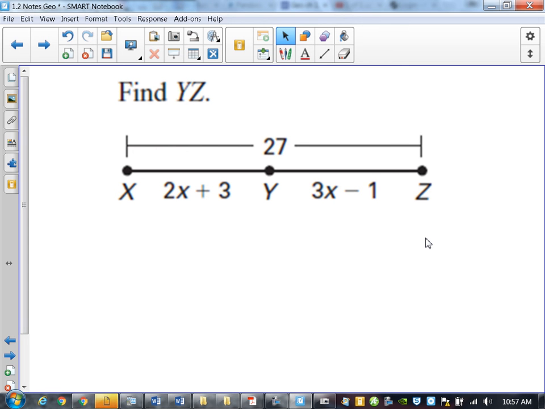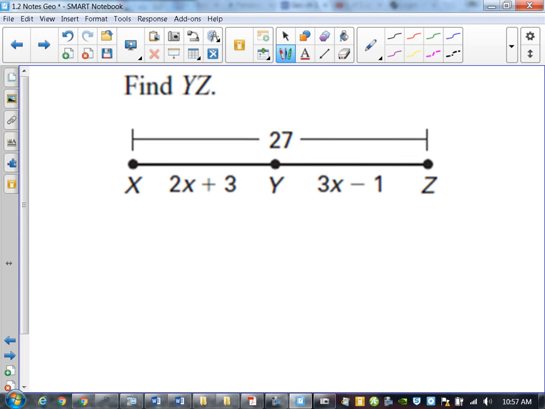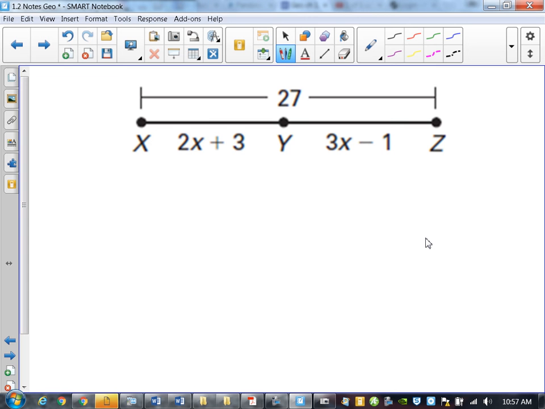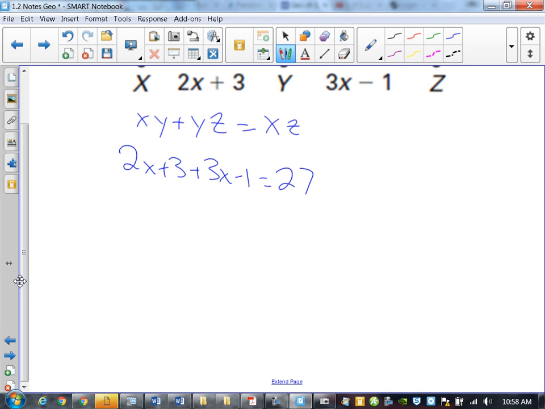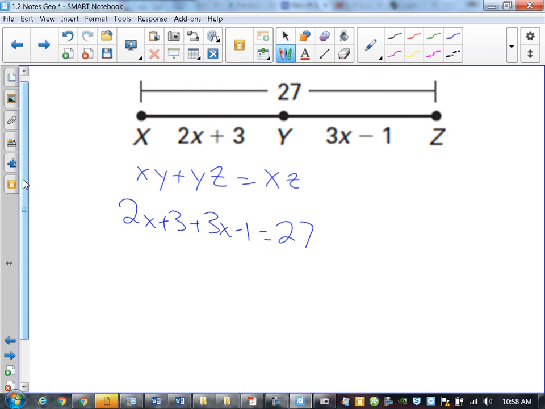All right, so trying to find the whole, find the part YZ. Well, we know that XY plus the YZ has to be the XZ. So we have 2x plus 3 plus 3x minus 1 is 27. Did I do it right? Oh, wait, no. Never mind. You can go either way with it. You can have it on either side of the equal sign, it works out.